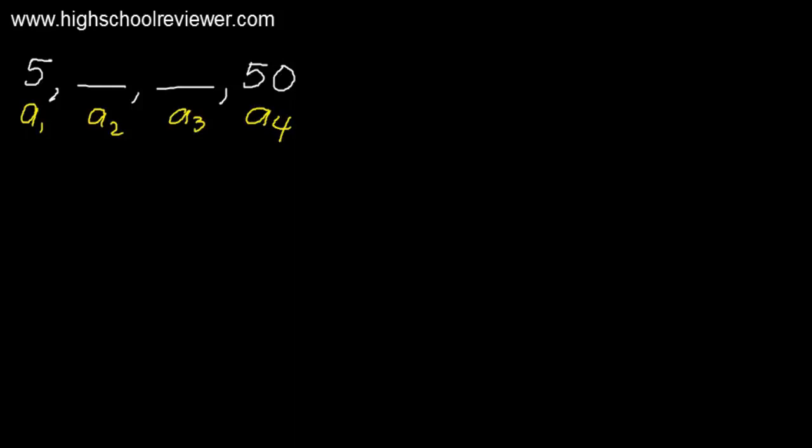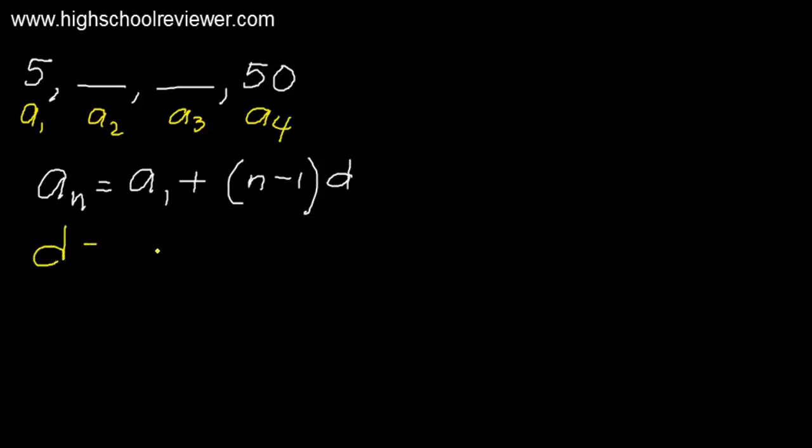So to find the missing arithmetic means, we need to use the formula a sub n is equal to a sub 1 plus n minus 1 multiplied by d. So our d here is the common difference. Okay. So let us now find for d.